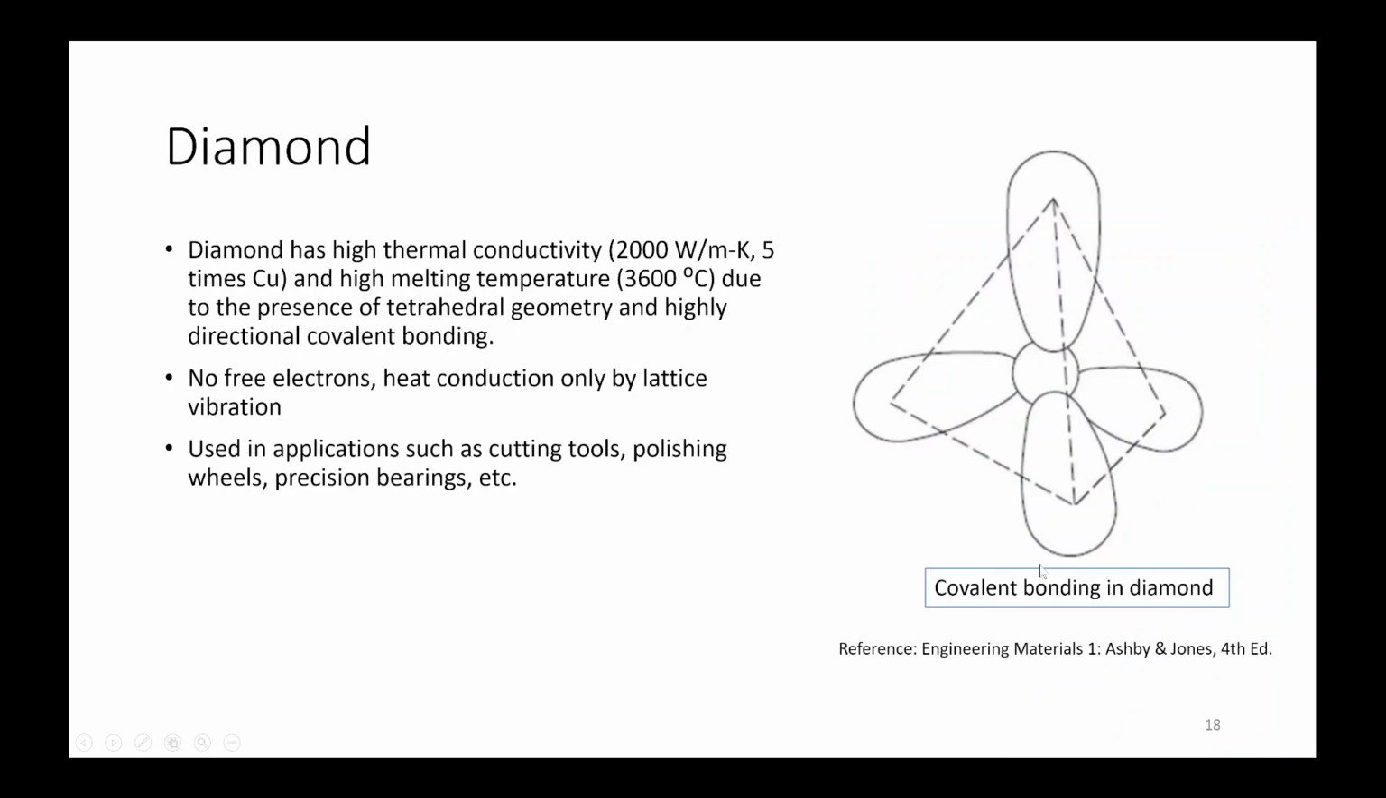Diamond also has covalent bonding, and diamond has very high thermal conductivity, around 5 times that of copper, and it is an electrical insulator. It melts at a very high temperature, around 3600 degrees C, due to the presence of tetrahedral geometry and highly directional covalent bonding. It has no free electrons, and heat conduction is because of lattice vibrations, which are also known as phonons. It is used in applications such as cutting tools, polishing wheels, and precision bearings.